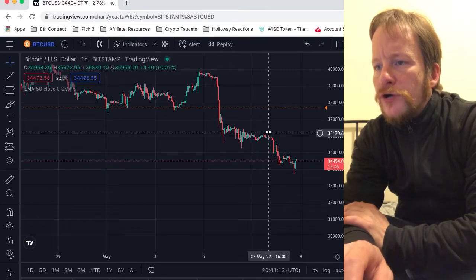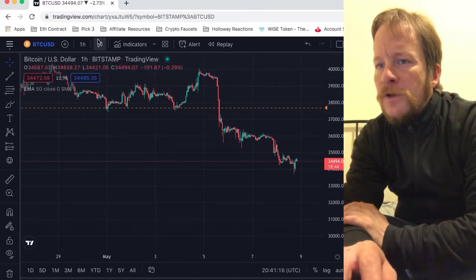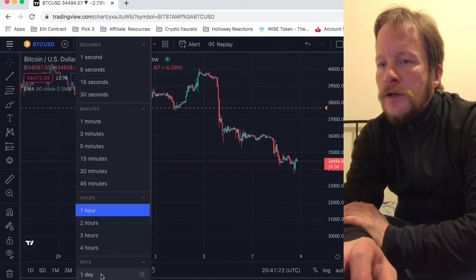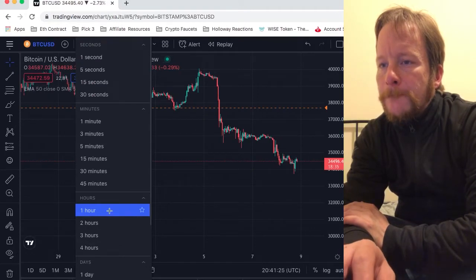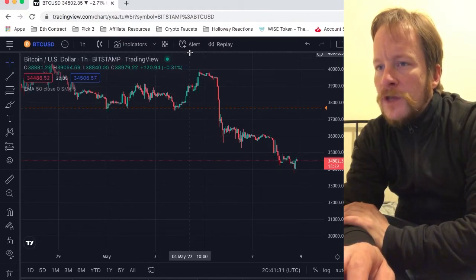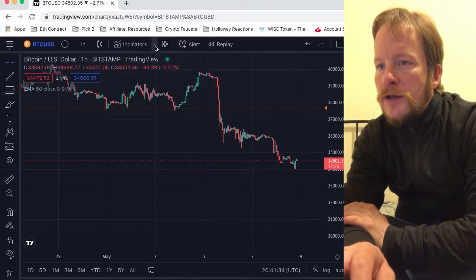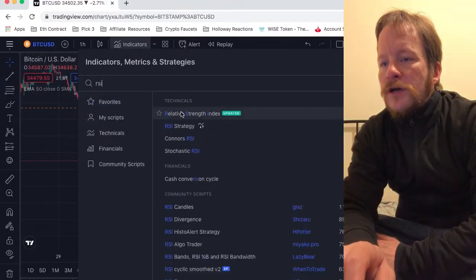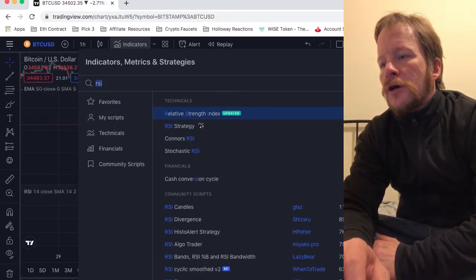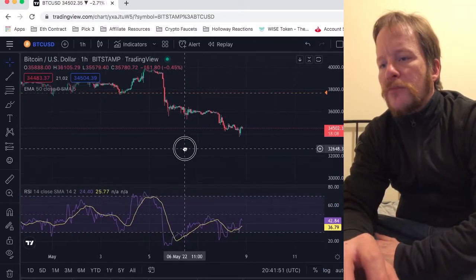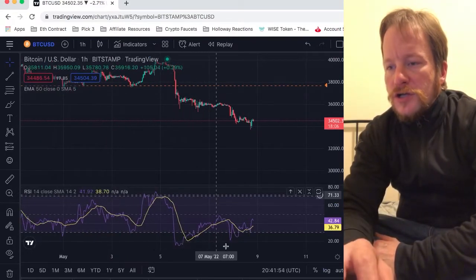Okay, so for this strategy, it really depends. I like looking at the hour, but I also like looking at the day. But let's look at the hour. The indicator that I use for this strategy is pretty basic. You just go to indicators and we'll go to RSI. It's really the only one you need for this one. Now you can judge your trading based off of the RSI. It's pretty simple.